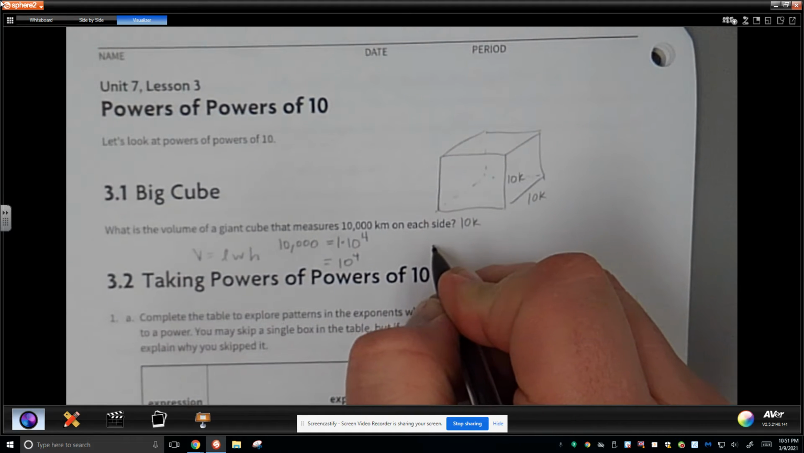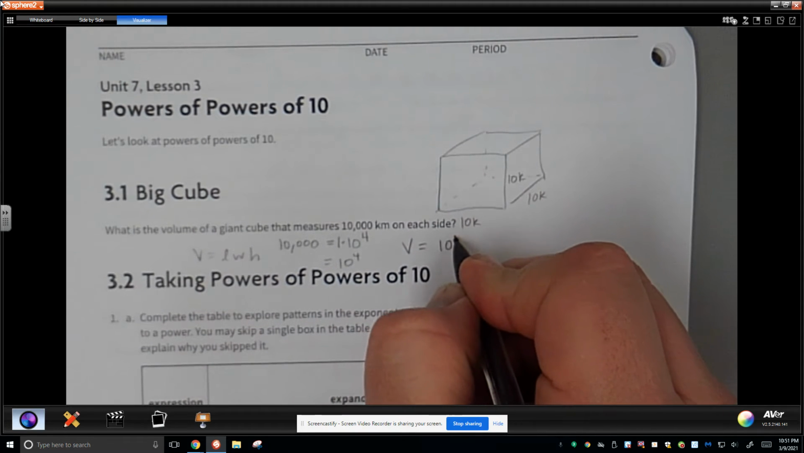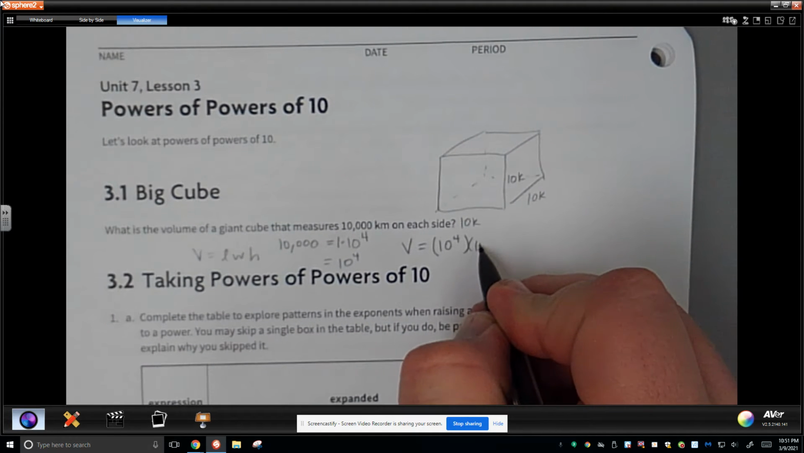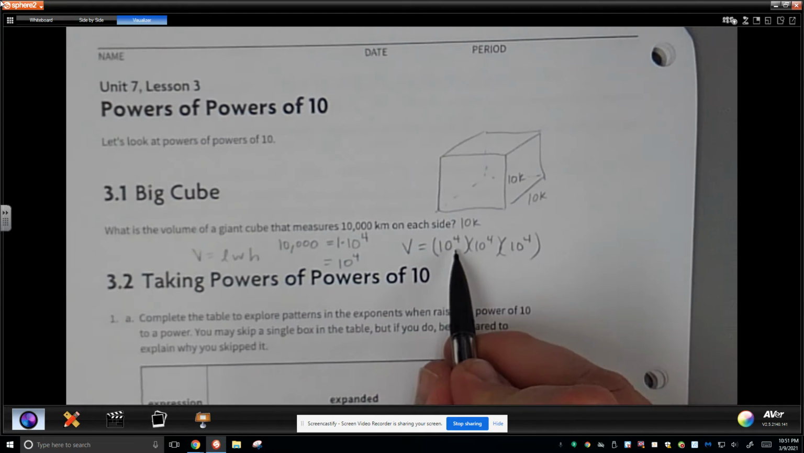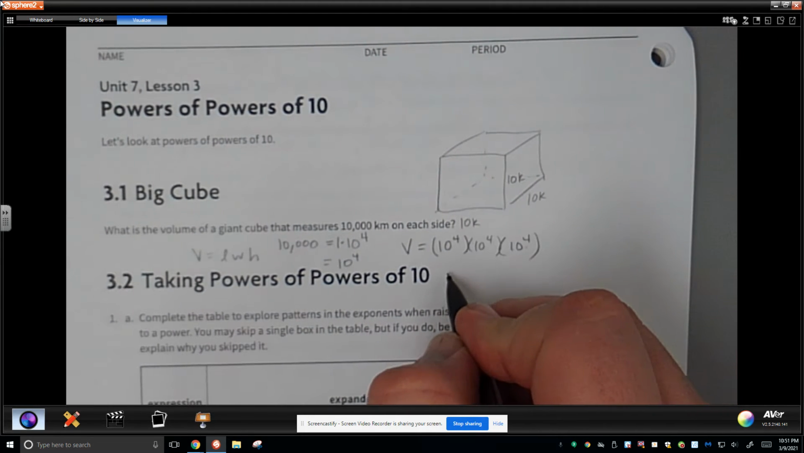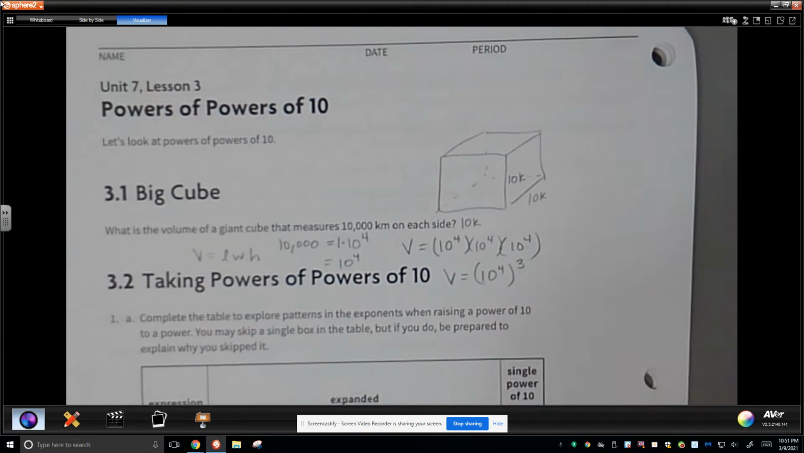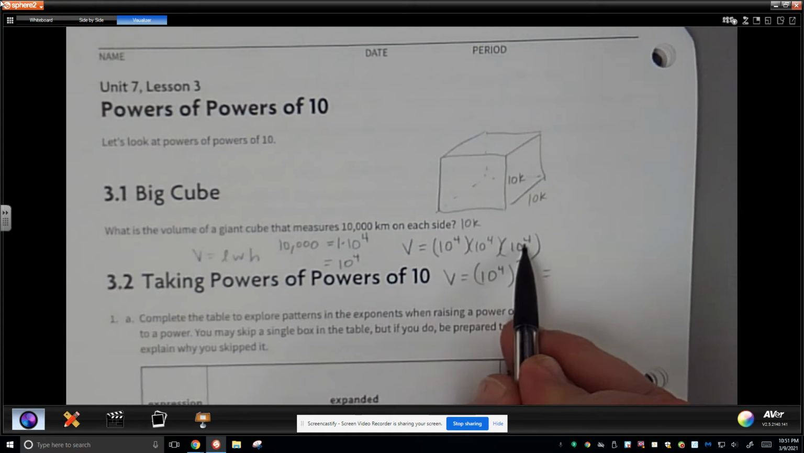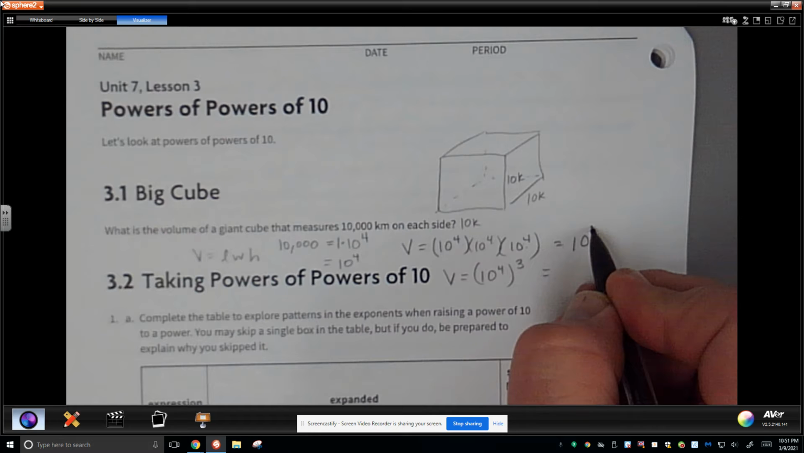So now when we think about the volume, the volume is equal to 10 to the 4th power, but that 10 to the 4th power would be the length times the width times the height. So there's got to be a shorter way than to write it out 3 different times. We could simply say the volume is equal to 10 to the 4th power times itself 3 times. We can see that's 10 to the 4th times 10 to the 4th times 10 to the 4th. There's 4, 8, and 12 tens. This one would equal 10 to the 12th power.